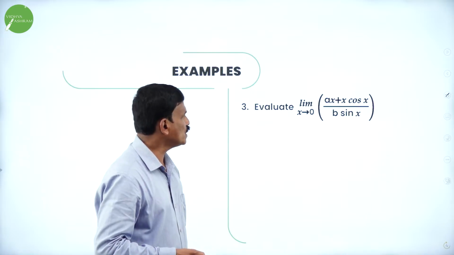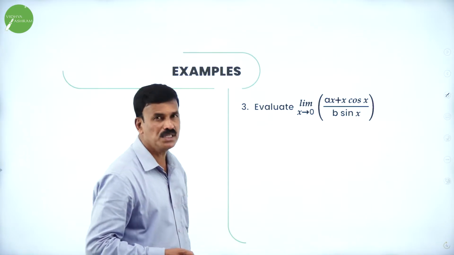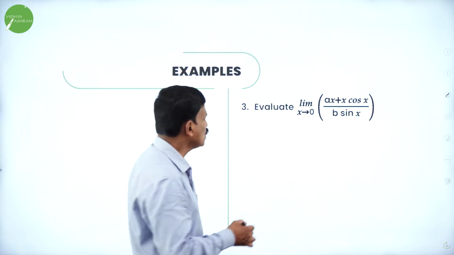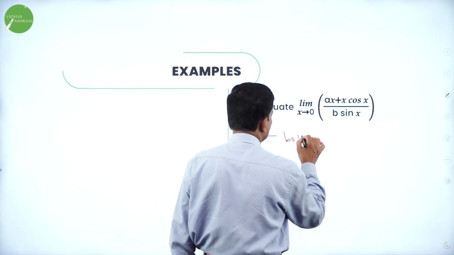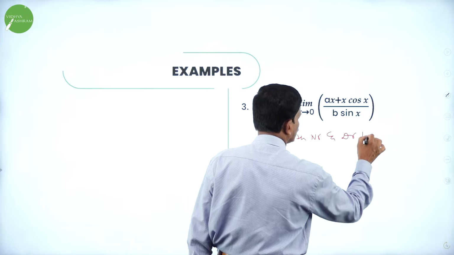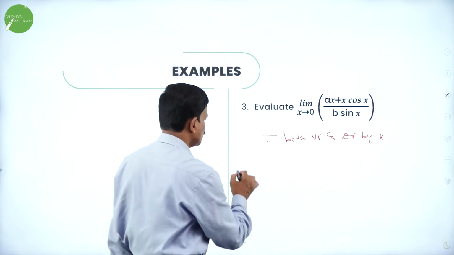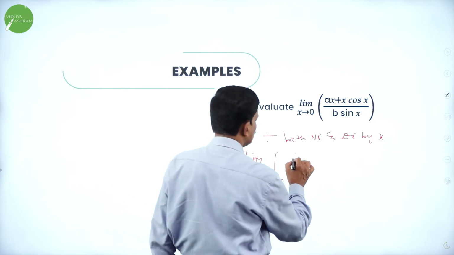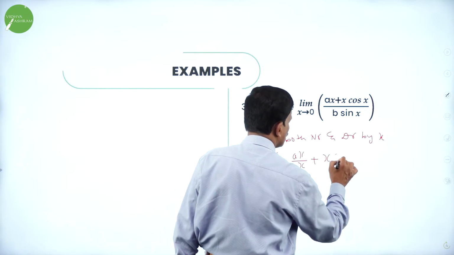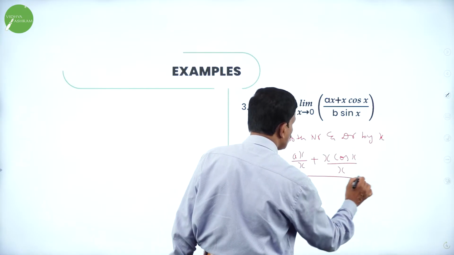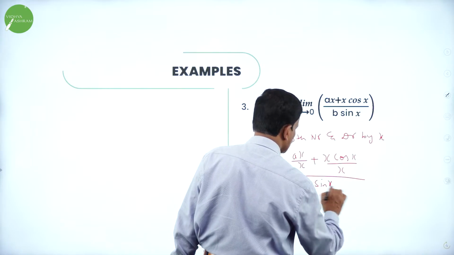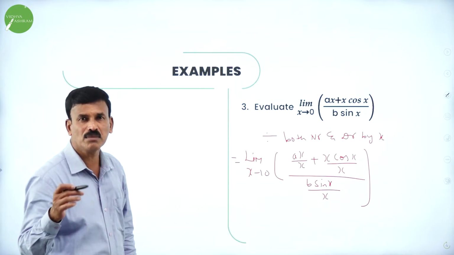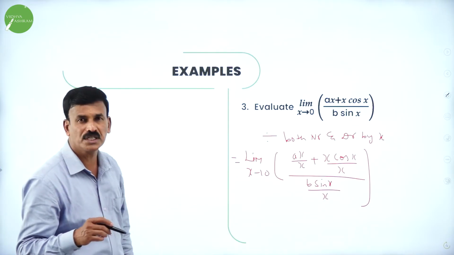Limit x tends to 0 of (ax plus x cos x) divided by b sin x. Very simple, just convert this into the form sin x by x. Now just divide both numerator and denominator by x, term by term division. So this can be written as limit x tends to 0 of term by term division, ax divided by x plus x cos x divided by x, whole divided by b sin x divided by x. Just divide both numerator and denominator by x.